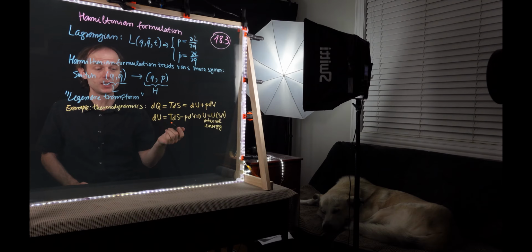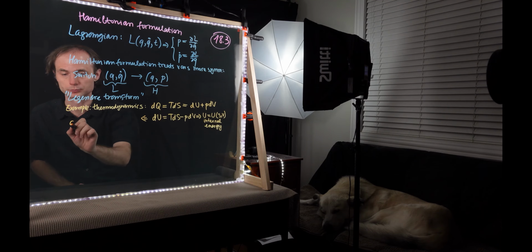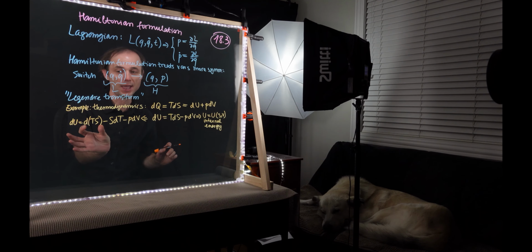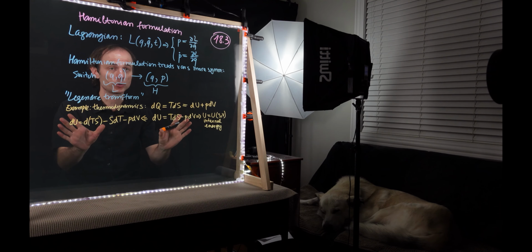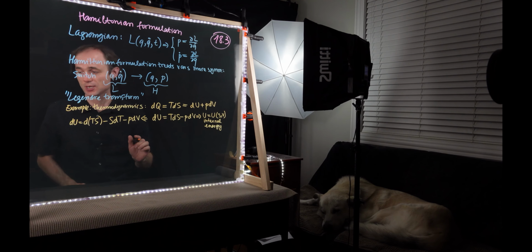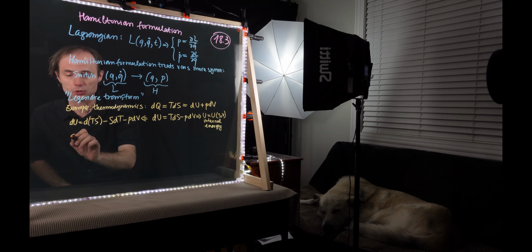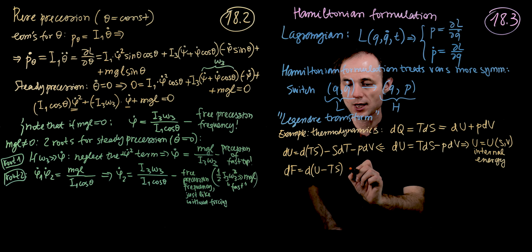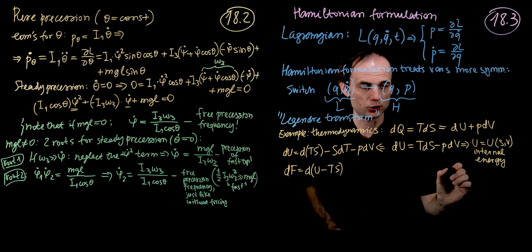Now we can make a change of variables. So for instance, we can rewrite this in the following way. All we've done is add S dT and subtract off S dT, and otherwise this thermodynamic relationship stayed exactly the same. However, now we can introduce a new variable, F, whose differential is given by dU minus TS. And that is called the free energy.